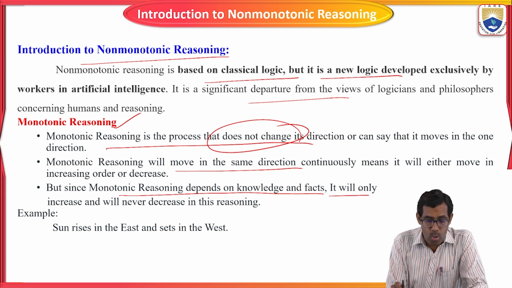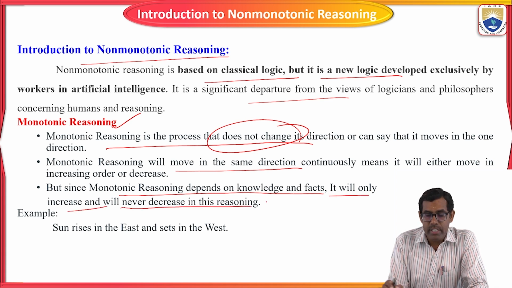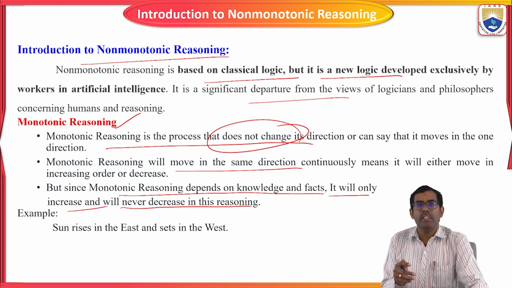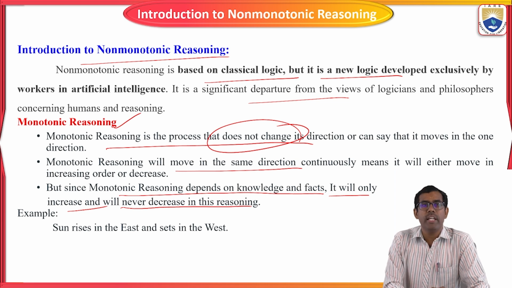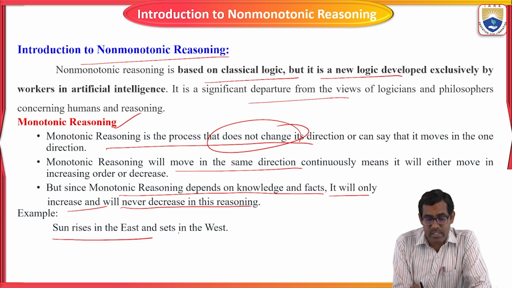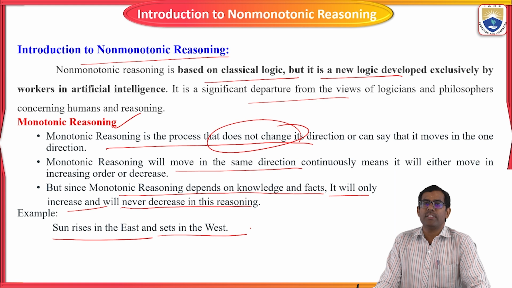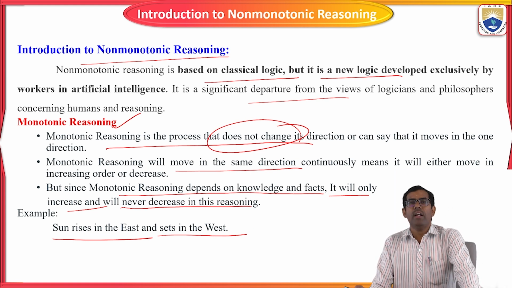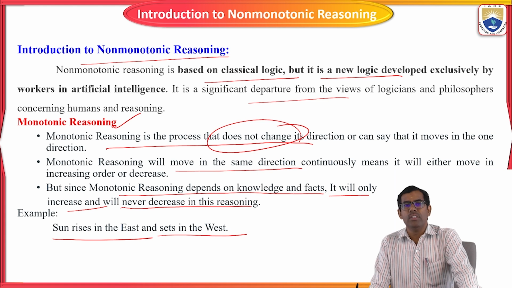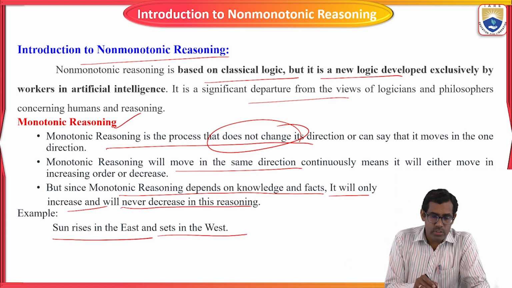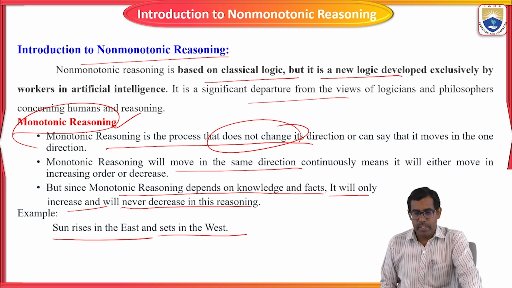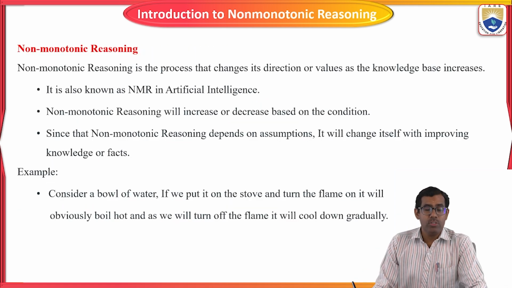So it will only increase and it will never decrease in the result. Once the sun rises in the east, it will increase, it will not go down. So that is the concept of monotonic reasoning. For example, the sun rises in the east and sets in the west, and everyone knows that. So this is monotonic reasoning in artificial intelligence. It's a basic concept. Next we will see non-monotonic reasoning.